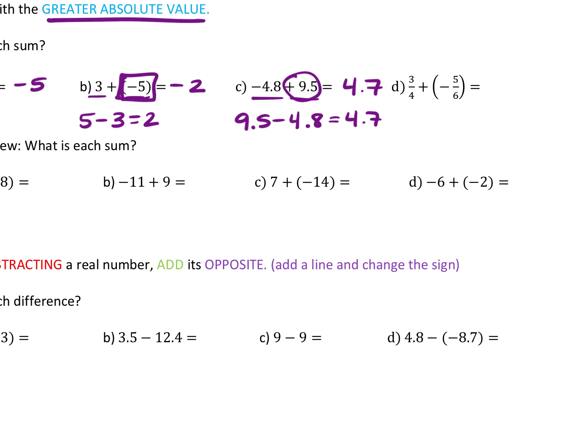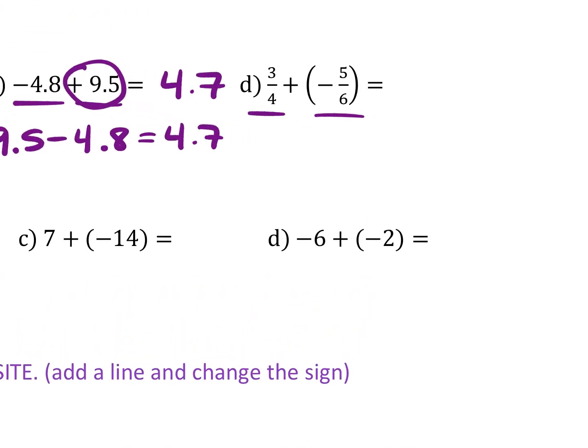Okay? 3/4 and negative 5/6. Add them or subtract them? One is positive, one is negative. Subtract them. When you have one of each, you subtract every time. Okay? Now, you don't have a common denominator right now, so let's find one. It's 12. Good job. So 3/4 is how many twelfths?